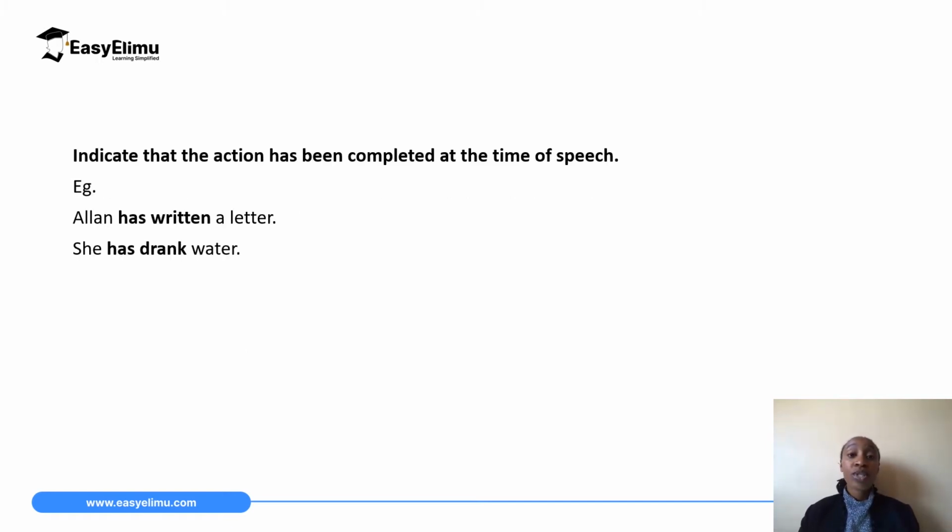Auxiliary verbs can also help to indicate that the action, the main verb, has been completed at the time of the speech. So we are going to use the same sentences that we have used in the previous slide. So Alan has written a letter. So as we speak right now, the writing is already over. Alan has already finished writing. So the auxiliary that has helped to indicate that is has. She has drank water. So as we speak, she has already finished drinking water.